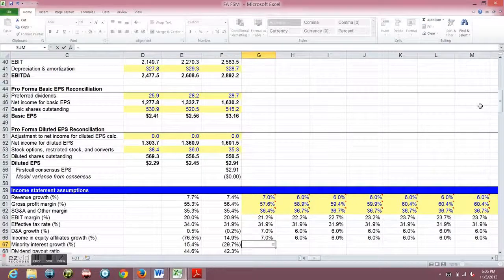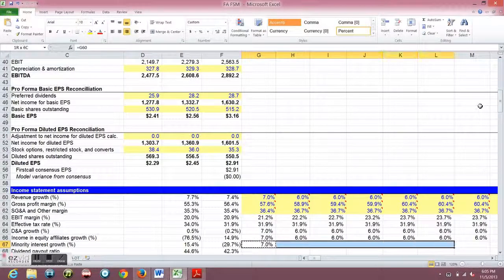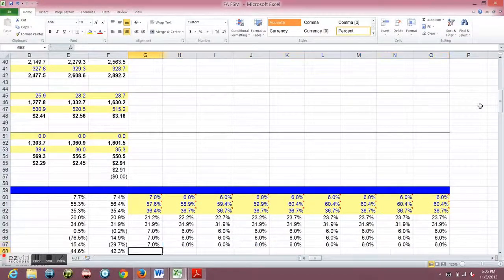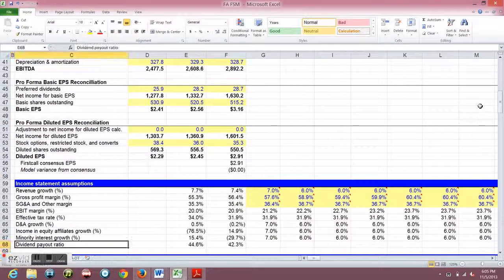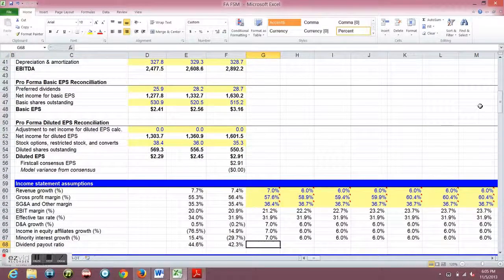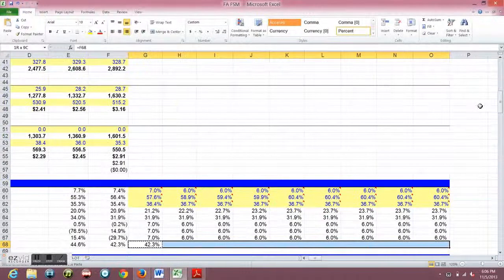And same thing with minority interest. Essentially, we're saying that when the company expands, it's going to expand its operations along with its minority and equity interests as well. Dividend payout. Well, we do not know how much exactly dividends are going to be paid out in the future. In this case, we're just going to straight line it, as you can see.